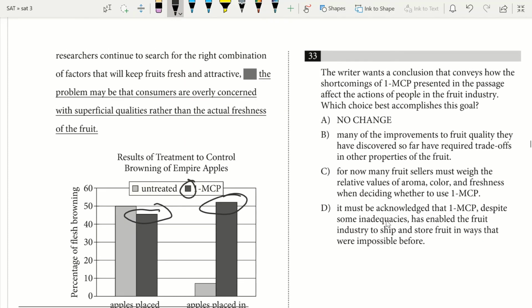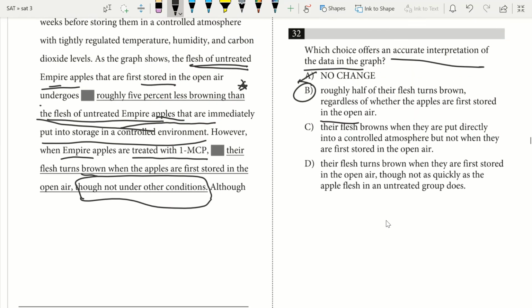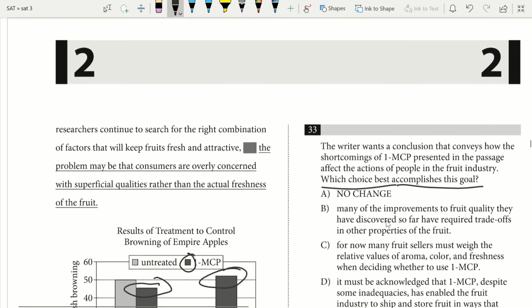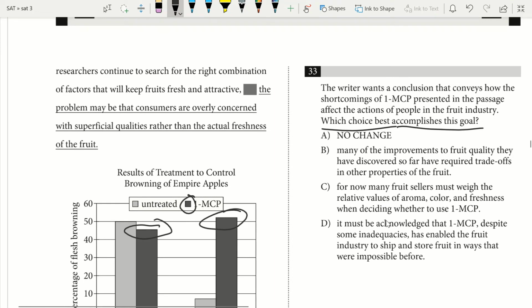Question 33. The writer wants a conclusion that conveys how the shortcomings of 1-MCP presented in the passage affect the actions of people in the fruit industry. Which choice best accomplishes this goal? Alright, well, we got to go back so we can get that first part of the sentence. So we have, although researchers continue to search for the right combination of factors that will keep fruits fresh and attractive, the problem may be that consumers are overly concerned with superficial qualities rather than the actual freshness of our fruit. Well, that's not going to be right because we're looking for the actions of people in the fruit industry.